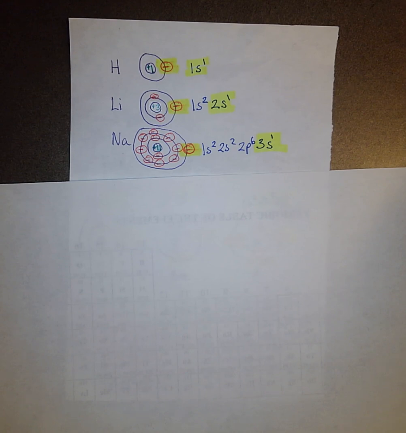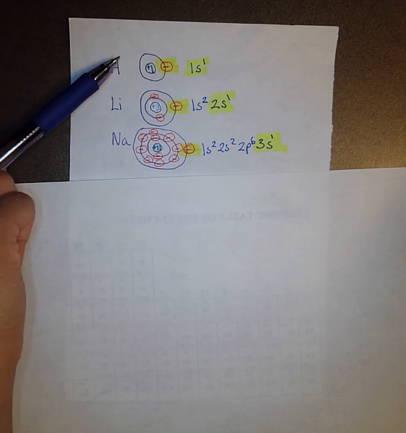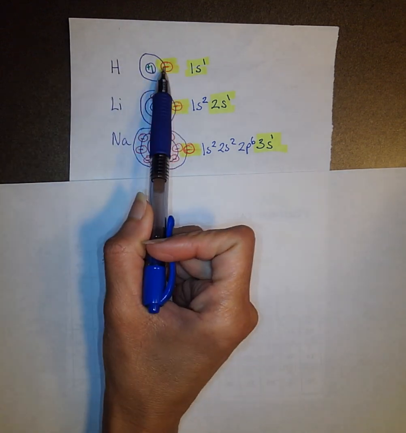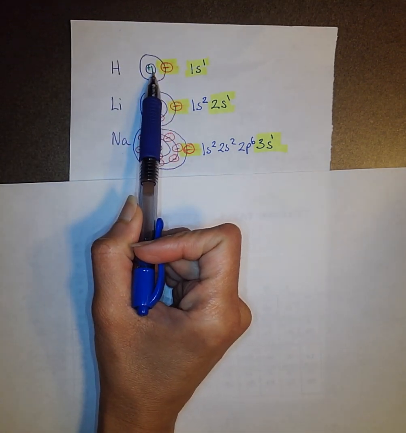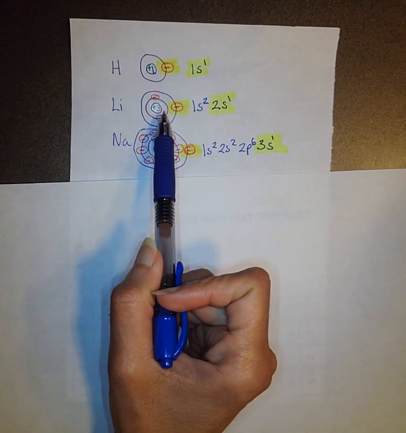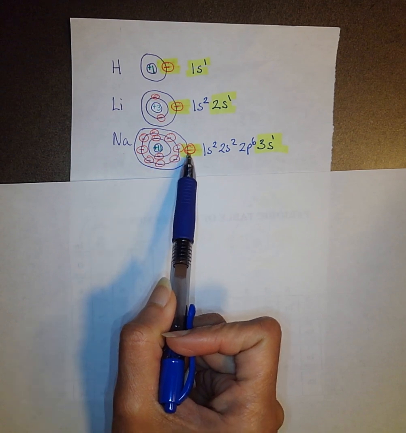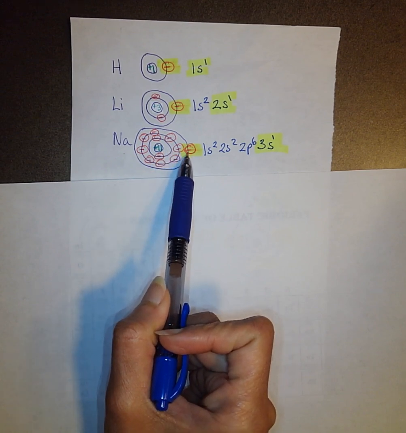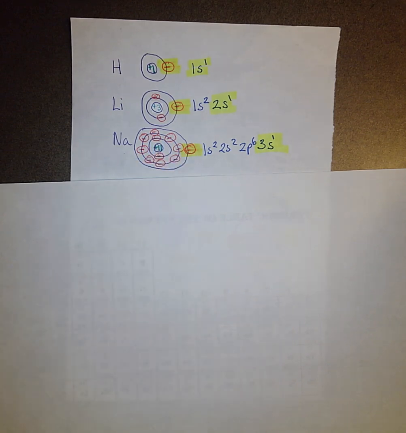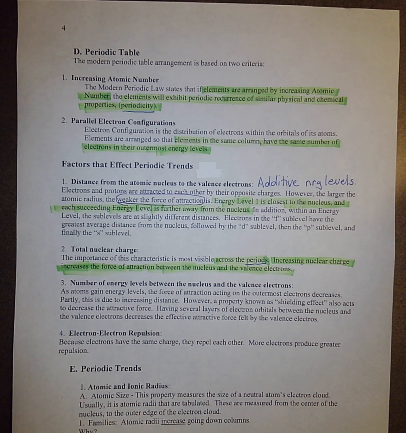Notice that you can clearly tell the size of the atom as you move further down. Hydrogen seems to be tiny compared to sodium. But also look at how close this electron is to the nucleus. It's pretty close. But as the atom gets bigger and bigger, that valence electron, and I've highlighted the valence electrons for you, gets further and further away from the nucleus. Now let's go back to your notes.